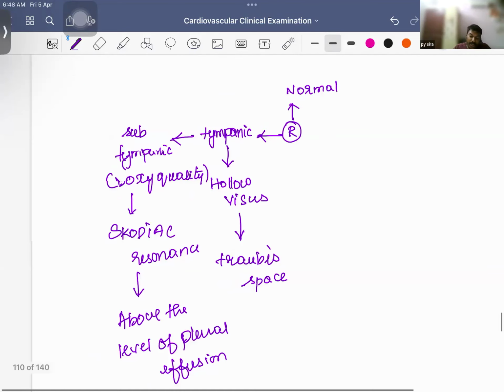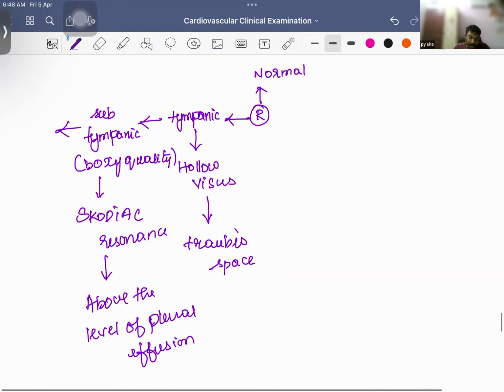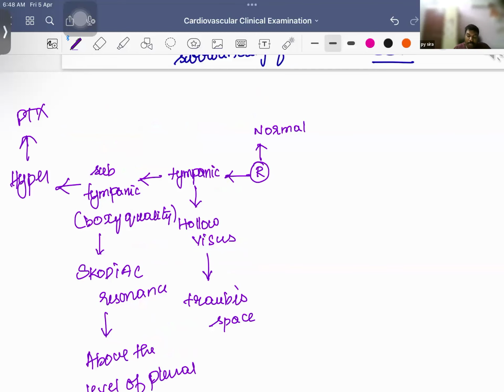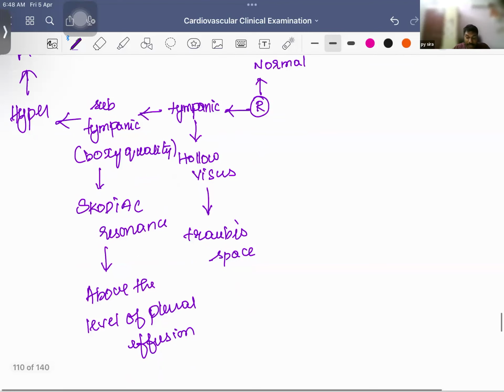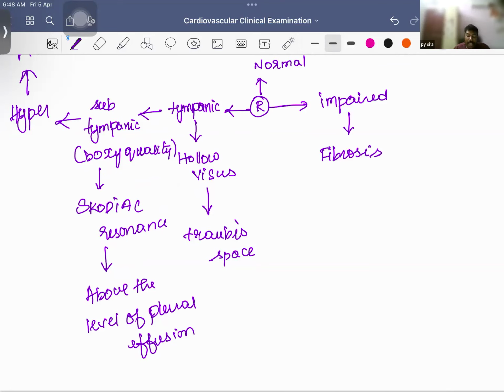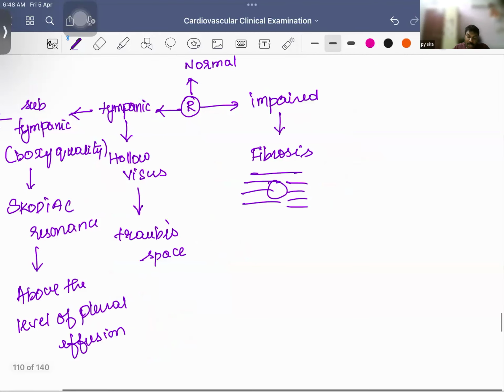Then after that you're going to have hyperresonant. Hyperresonant is usually seen in pneumothorax. So this is going to be your percussion note. Followed by that, you can have an impaired note. Impaired means it is going to be something which is fibrosed or collapsed. You can tell fibrosis, that is more than enough, or a cavity surrounded by fibrosis.